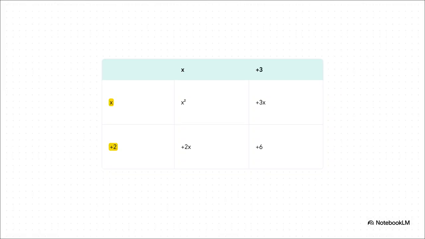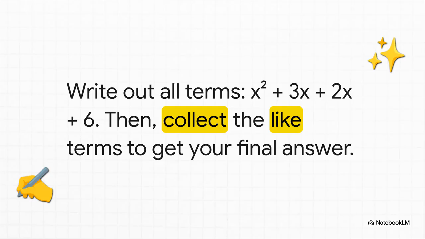And here you can see exactly what I mean. See how we have x and +2 on the side and x and +3 along the top? Then we just fill in the boxes. So x times x gets us x², x times 3 is 3x, and you just keep going. It's so clean and visual, it's almost impossible to miss a step. So once your grid is completely full, guess what? The hard work is over. Seriously, you just write out all 4 of those terms you just calculated, and then you do that final cleanup step we talked about. Collect your like terms, and bam, you've got your beautiful, simplified final answer.